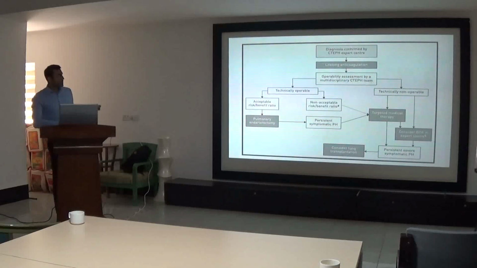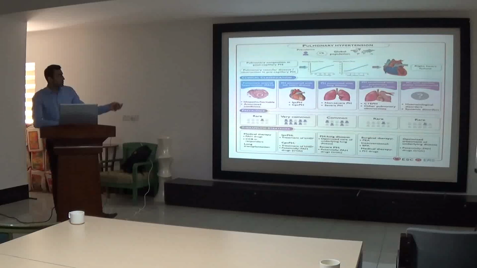After diagnosis and treatment, lifelong anticoagulation and operability assessment. Okay, this is again the same slide. Technically operable or not, risk-benefit ratio, targeted medical therapy. Different classifications and their prevalence and their therapeutic strategies. Here, class 4; these are the therapeutic strategies for classes 1, 2 and 3. So the drug part is present in all the 5 classes. Only the surgical part is in CTEPH.